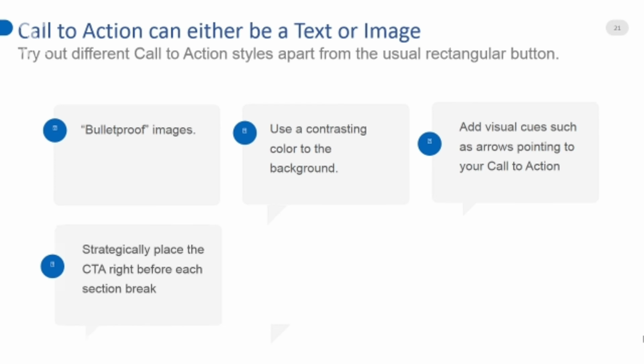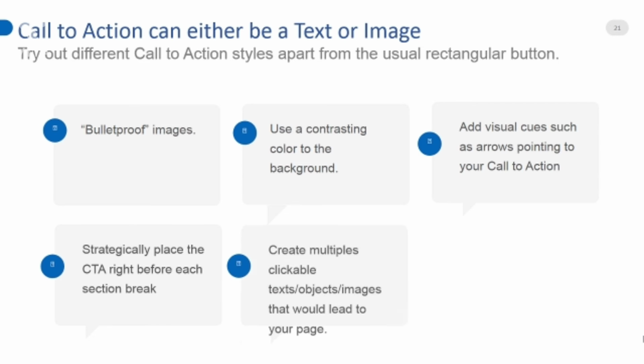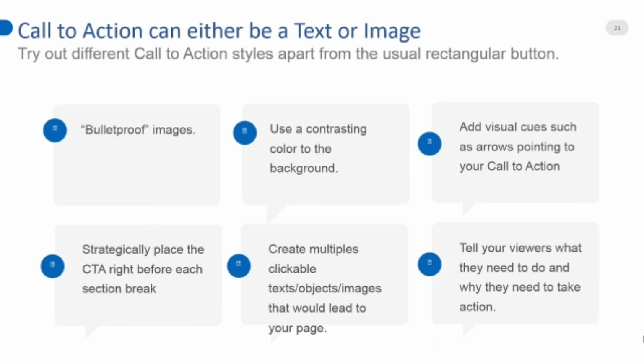Number 4, strategically place the call to action right before each section break. So you can add additional calls to action throughout your infographic. You don't want to put too many, but you want to put just enough that it's pretty obvious what they need to do next. Number 5, you can also create multiple clickable text, objects, or images that lead to your page. And number 6, you can tell viewers what they need to do and why they need to take action. You can add some scarcity as well to get them to take action immediately, and that will help you greatly.